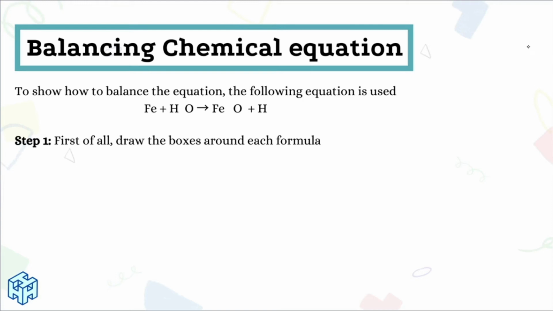So to balance, there is a step-by-step process which is given in your NCERT book. We are going to follow it the same. First, draw a box. It's very important to draw a box. He's saying get a box. Okay, sir, what sort of box is he expecting from us?